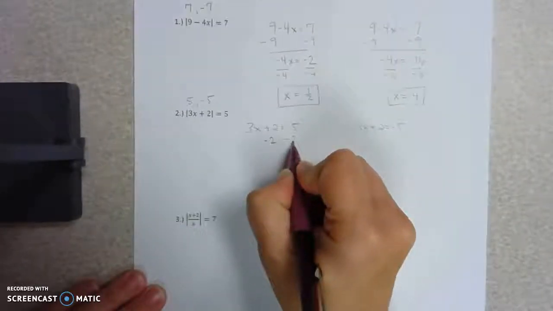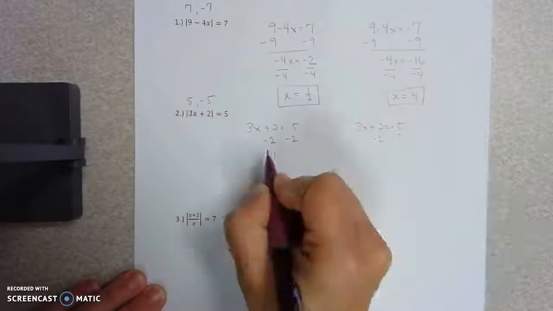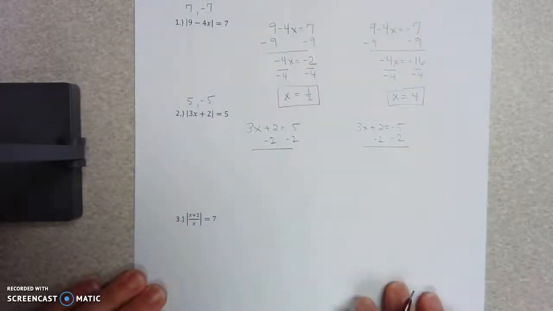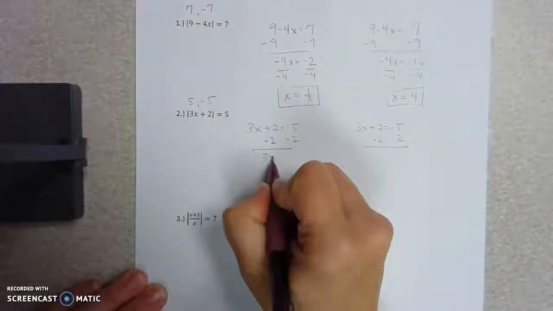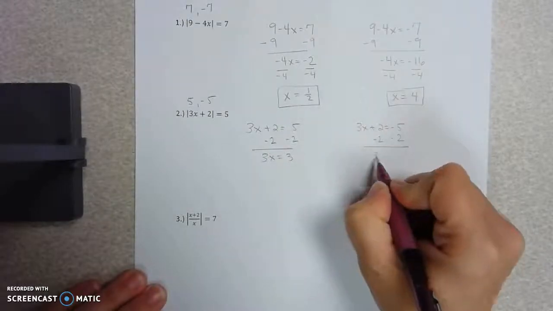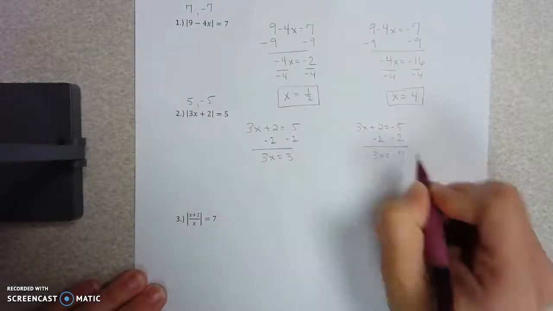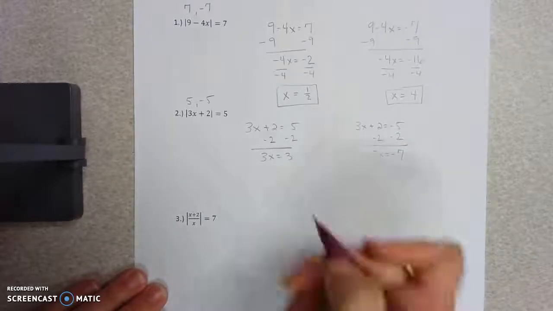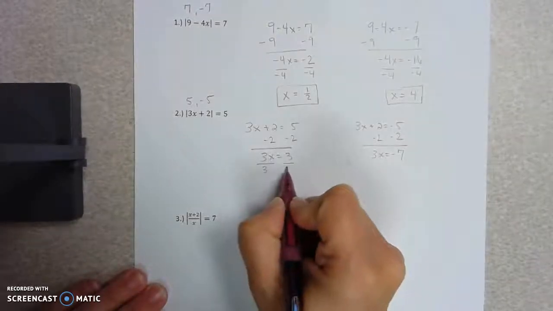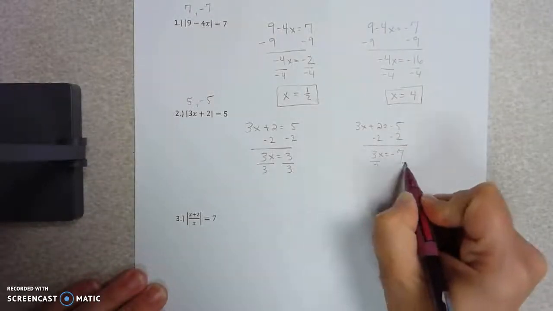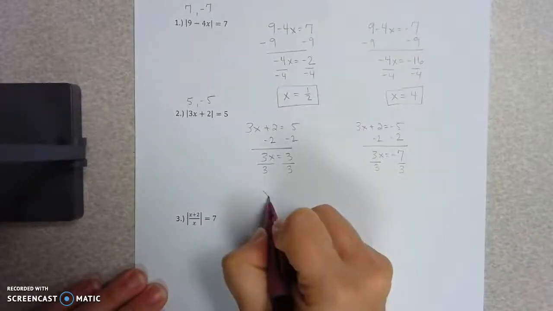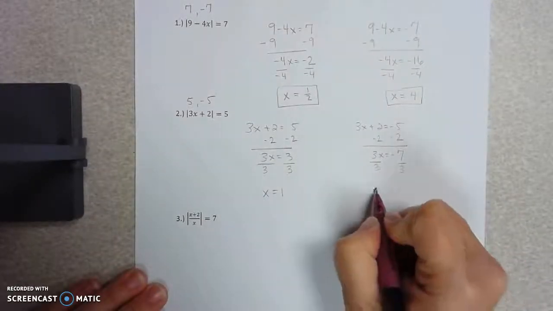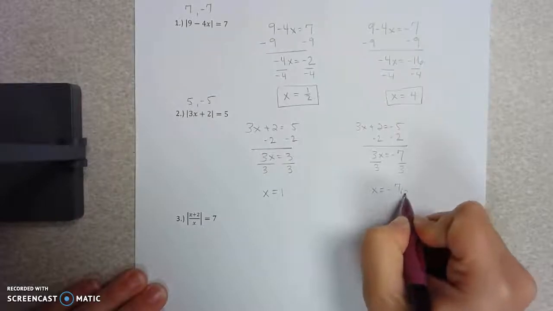You solve them the same way, so I'm going to go ahead and work them both. That'll give me 3x equals 3, and 3x equals negative 7. Then on both, you divide by 3. We'll get x equals 1, and x equals negative 7/3.